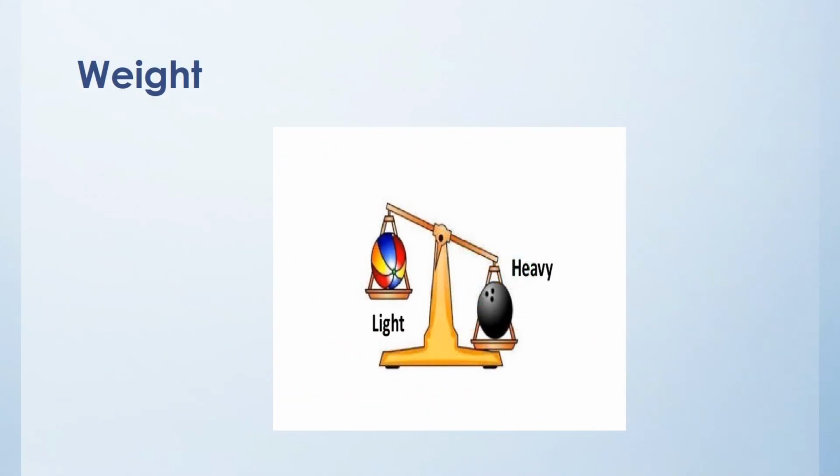Now the last but not the least is weight. Weight means the measurement in the sense of heaviness or the lightness of an object. Now if we look at the picture, ball 1 on the first side is light as compared to the second one. Look, the second object is heavier. So we will say the first object is light, whereas the second object is heavy.